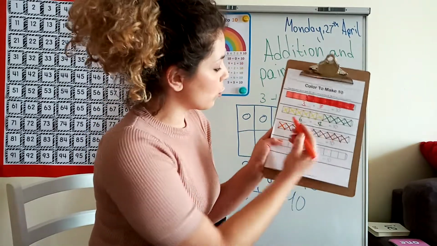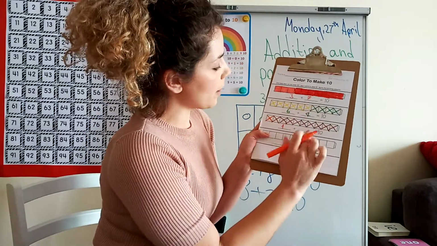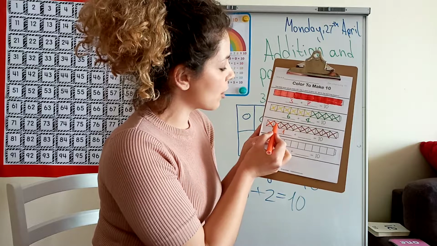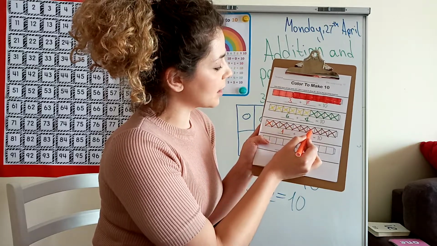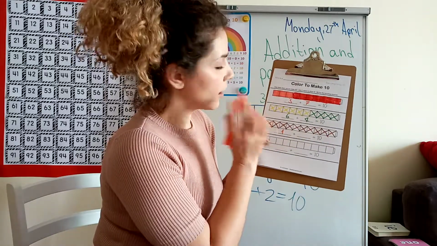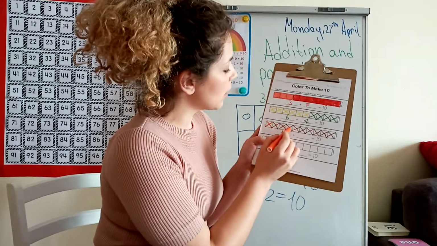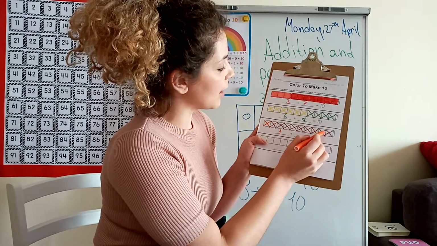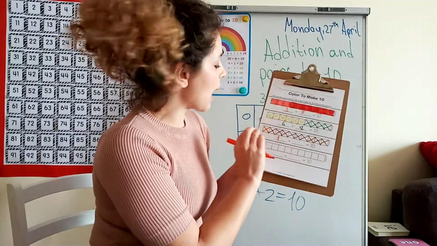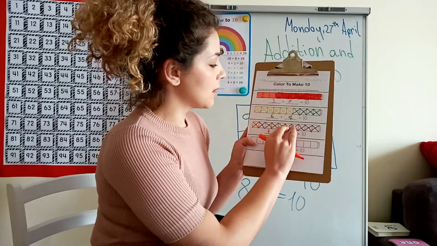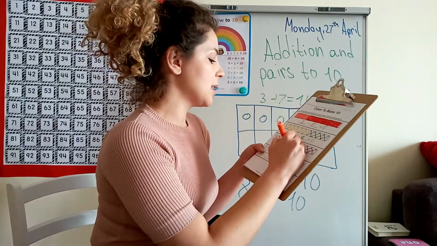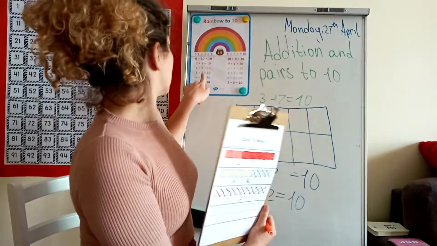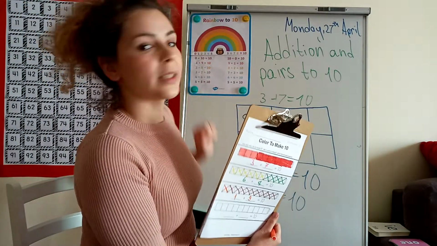Orange, I have 1. So 1 plus, let's see how many browns I have. 1, 2, 3, 4, 5, 6, 7, 8, 9. One more time. 1, 2, 3, 4, 5, 6, 7, 8, 9. Yeah, 9, you can also count in threes. 3, 6, 9. So 1 plus 9 equals 10.